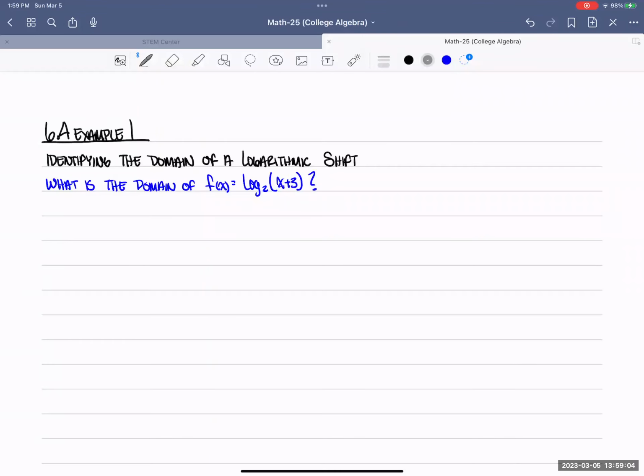Section 6.4, example 1, identifying the domain of a logarithmic function. What is the domain of f of x is equal to log base 2 of x plus 3?